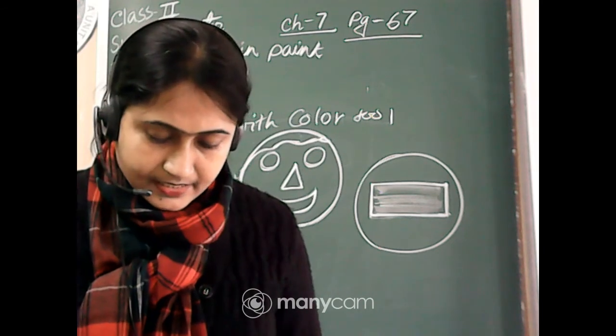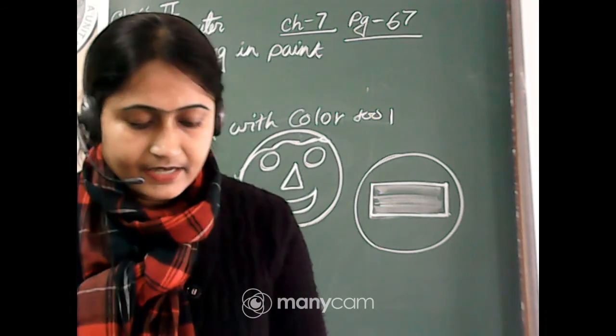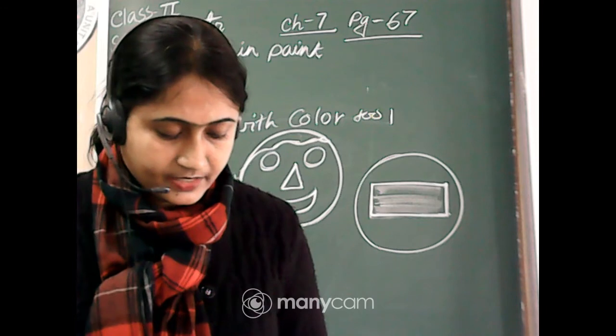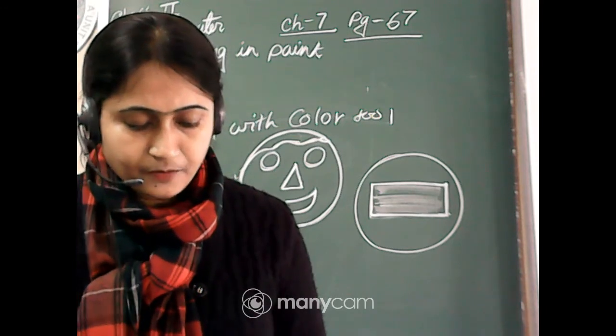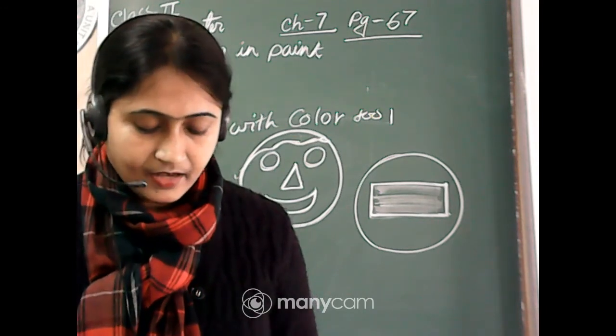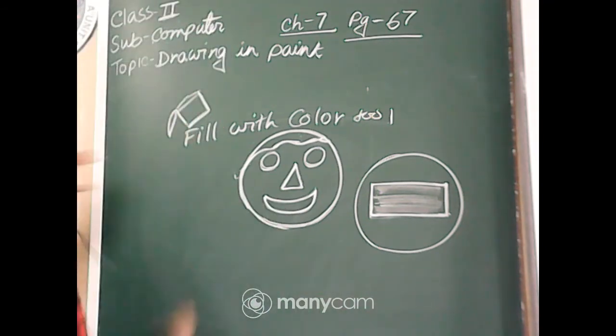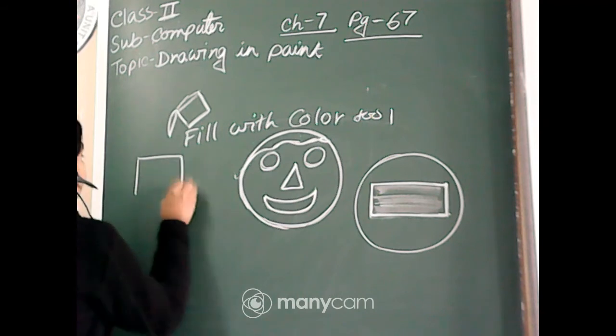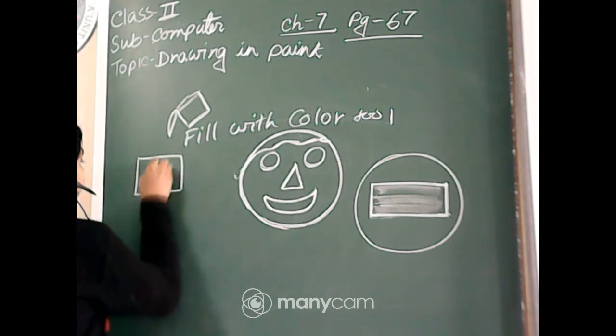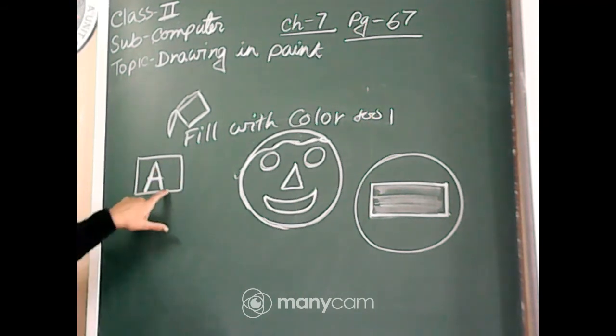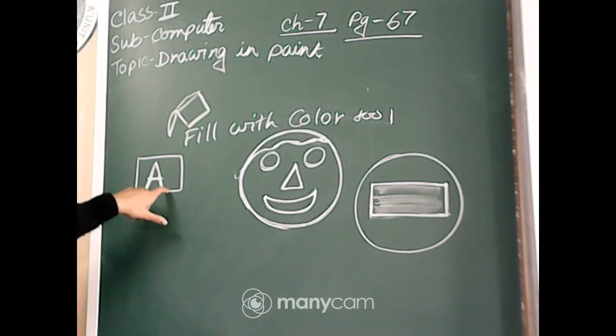Now there is a text tool. How to apply the text tool? We can see this tool is next to the fill with color tool, and in the tools group we can see a letter A written. This is the text tool.